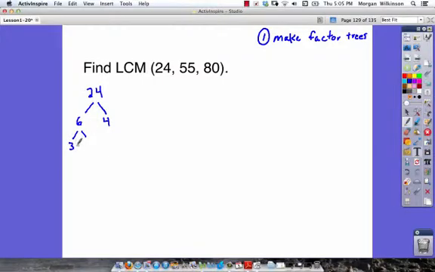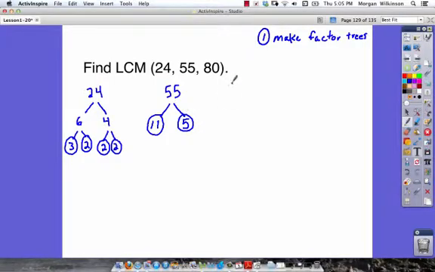6 is 3 times 2, and 4 is 2 times 2. Let's go ahead and circle all of our prime factors, because that's what we're going to end up using in the end. Let's look at 55. The first thing that comes to my head is 11 times 5. And 11 is prime, and 5 is prime, so let's circle both of them.